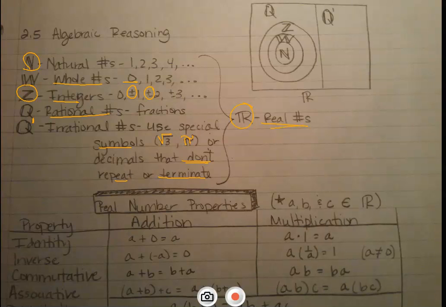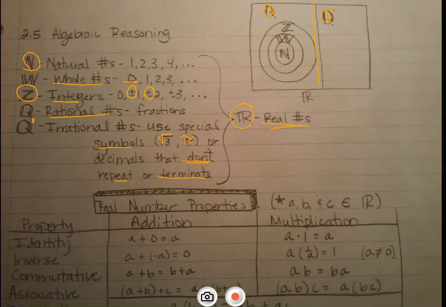So that's why we have this chart here. Our real numbers are broken, we notice they split in half, into our rational and our irrational numbers. Those are the two halves of real numbers. And then everything else is inside the real numbers.